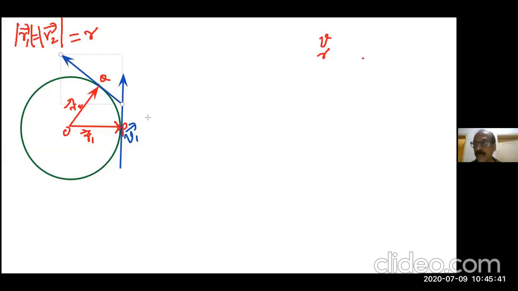So while you are drawing also, the length of V1 should be the same as the length of V2. That shows their magnitude is the same, but the direction is different. This is now V2. At this point, if the object is released, it will go along this direction. At the other point, if the object is released, it will go in that direction. In both cases, the linear speed is the same. Any doubt?